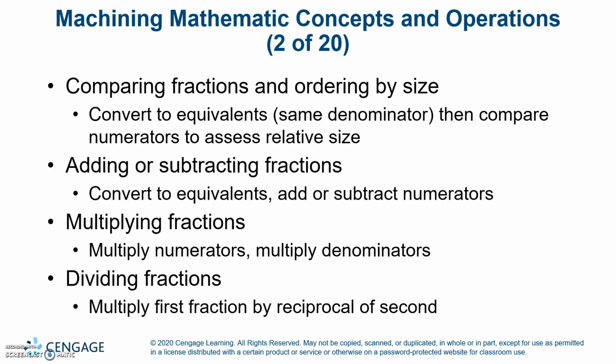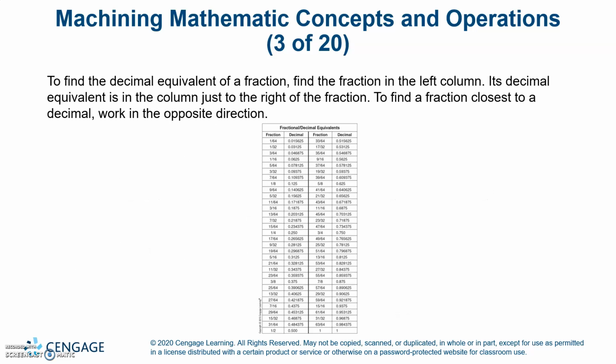Comparing fractions and ordering by size: convert to equivalents with the same denominator, and then compare the numerators to assess relative size. Adding or subtracting fractions: convert to equivalents, then add or subtract numerators. Multiply fractions: multiply numerators, multiply denominators. In dividing fractions, multiply the first fraction by the reciprocal of the second.